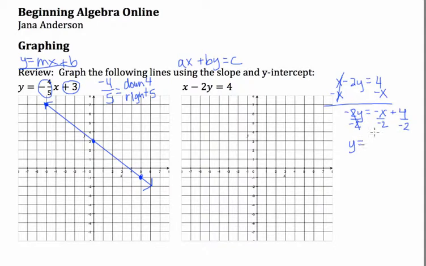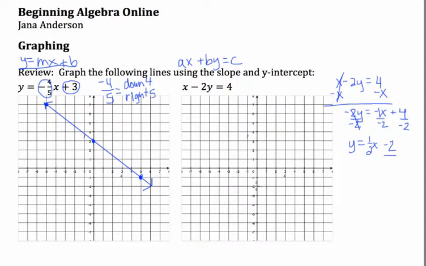Y equals, this term can be tricky. There's a 1 here, right? Negative x is the same as negative 1x. A negative divided by a negative is a positive, so we'll have 1/2 x. 4 divided by negative 2 is negative 2. So there's the slope-intercept form of our line. Y equals 1/2 x minus 2. So we'll use that to graph our equation.